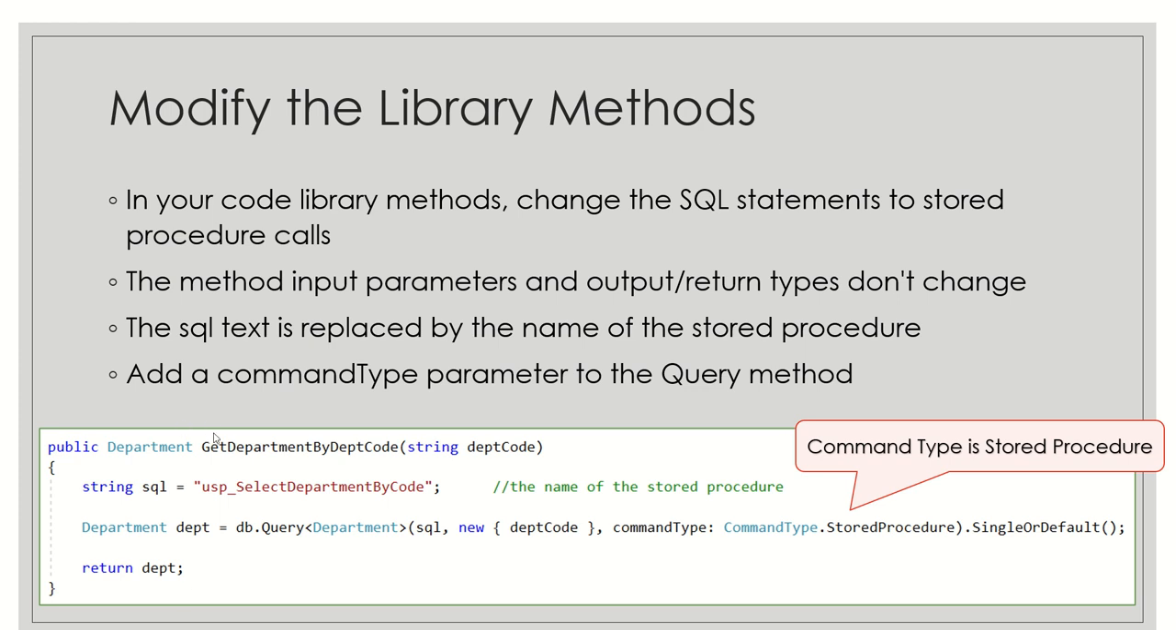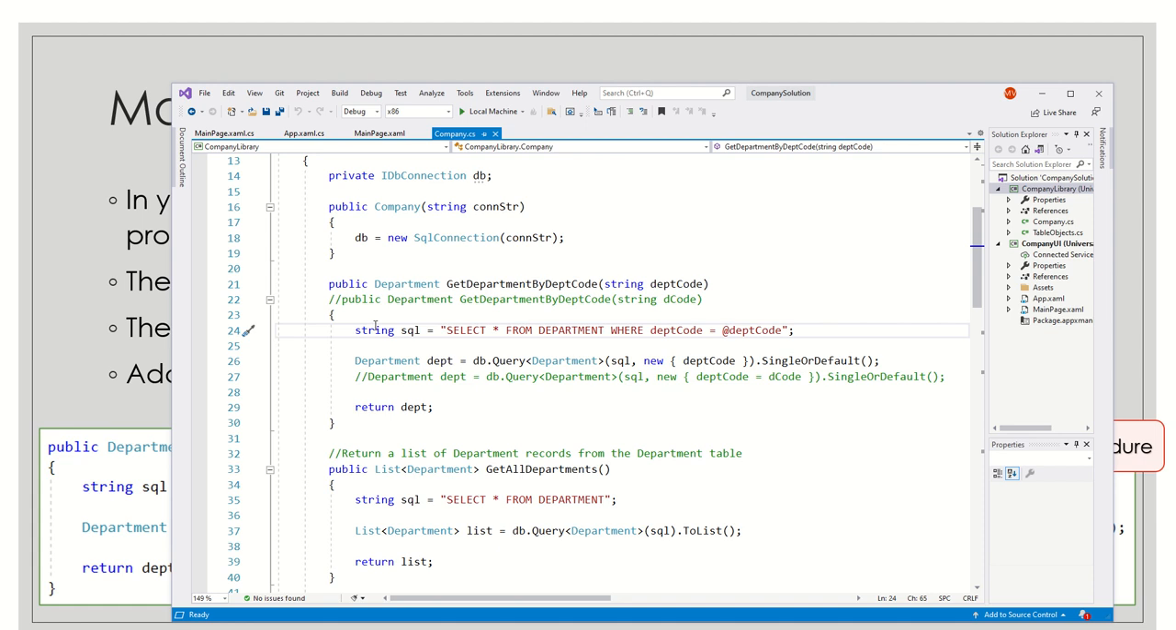So here's how we modify the getDepartmentByDeptCode method. You can see that we still have the same 3 lines of code. I'll just switch over into here for a minute. So we define the SQL that we want to execute, and then that gets passed to the query method, and then we return the resulting department object. So there's only 2 changes that we need to make in order for this to work as a stored procedure instead of as a SQL statement.